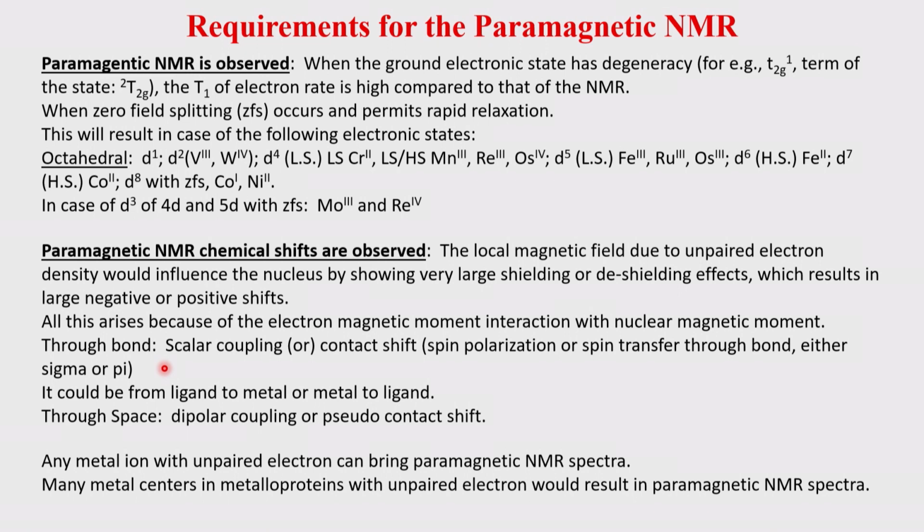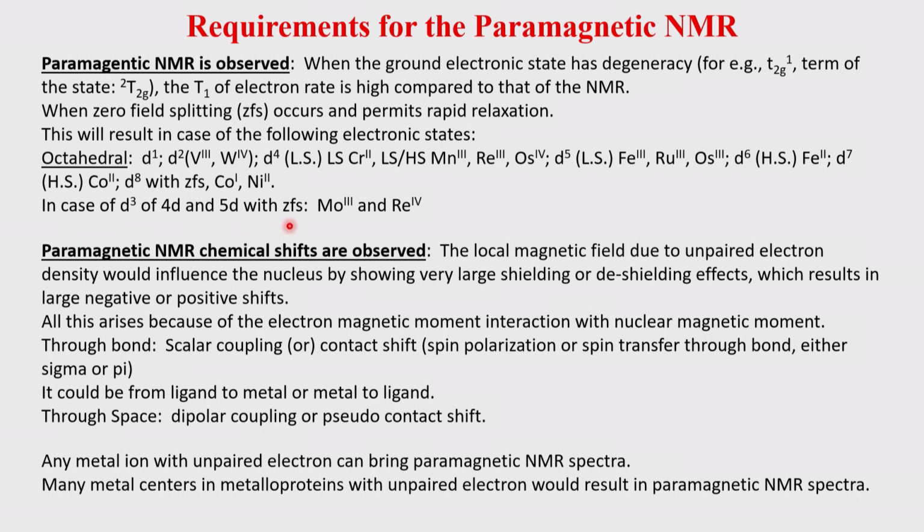And if the rate of the relaxation is fast, then there is broadening. So that is where D1, D2, like vanadium 3, tungsten 4, D4 low spin. So D4 low spin also can show, and then low spin chromium 2. So chromium 2 is a D4, and the low spin of that can show. Or low spin, high spin manganese 3 can also show in that, rhenium 3, osmium 4, all of these. D5 systems when low spin. So okay, you can see D4 low spin, D5 low spin, and D6 high spin. So all of these can show because they have the degenerate kind of things.